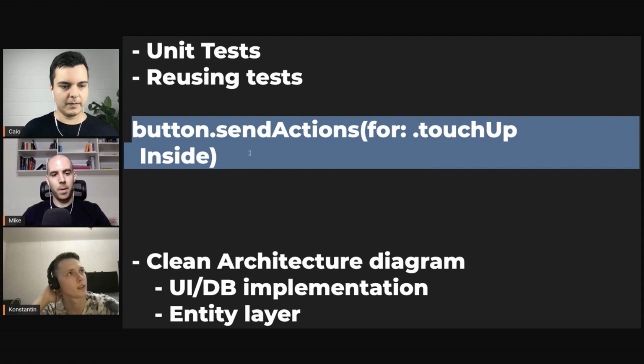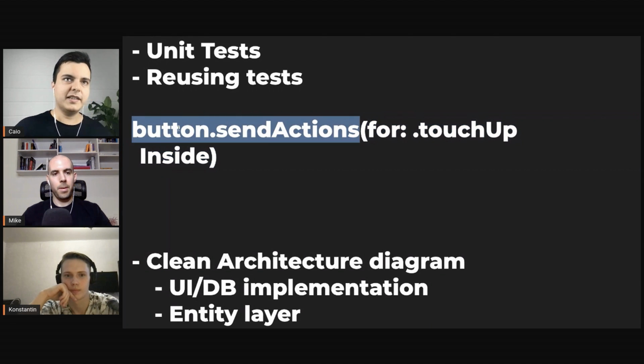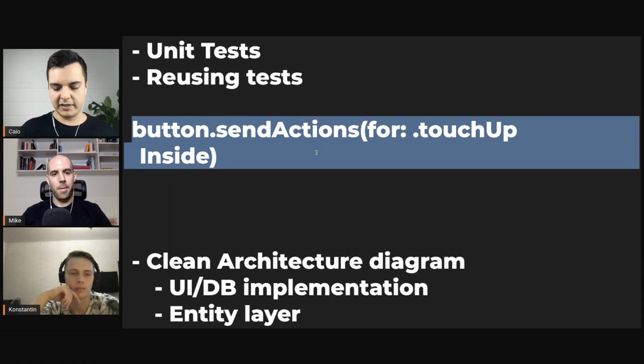Okay, I think I also understand. What is it? Because, for example, if you have your test like this, button.send actions for touch up inside, it works right now if you're using target action. But now there's a new API in UIKit, which are the UI actions. You can add a UI action to a button, which is a closure-based API since iOS 14.